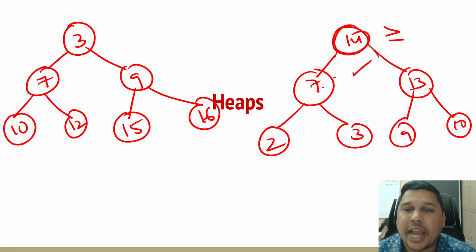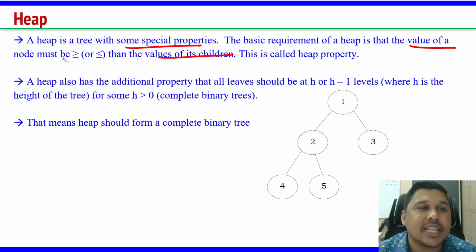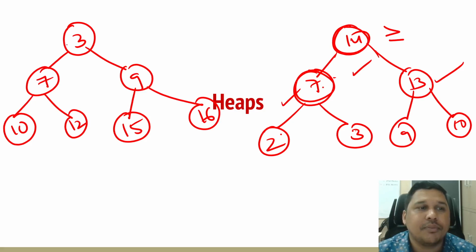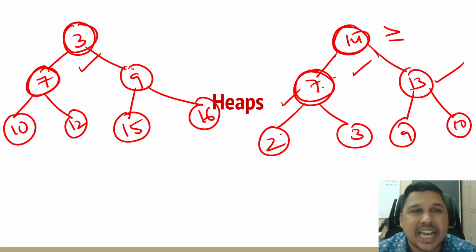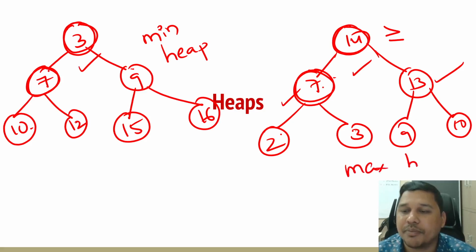Same way, the value of a node 7 should be greater than both its children. Yes, it is satisfying. In brackets there is something given here: or less than also. See, it can be less than also. In this example, the value of a node should be less than both its children. So, it is satisfying. Yes, it is less than. So, this is called min heap, and this is called max heap.